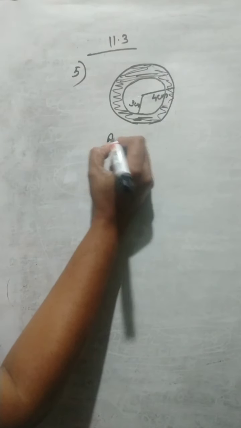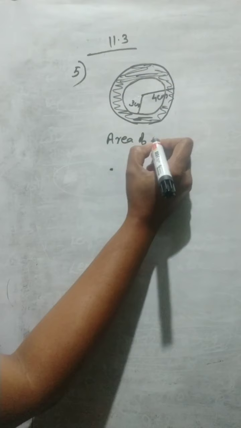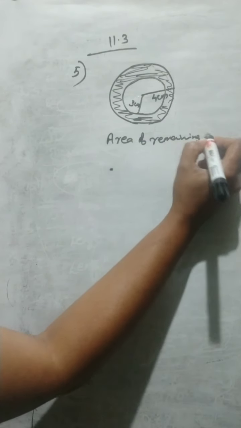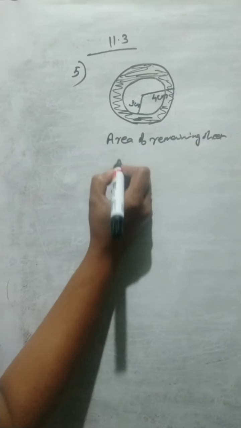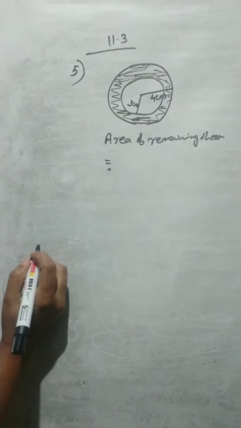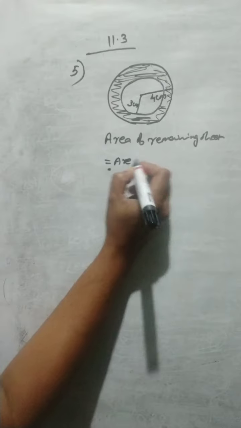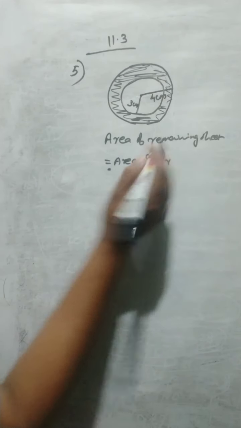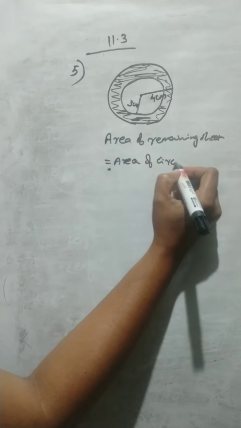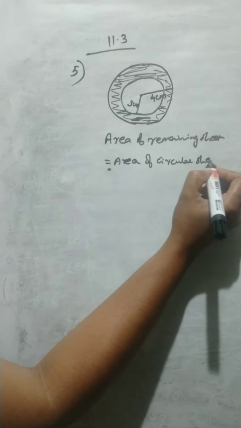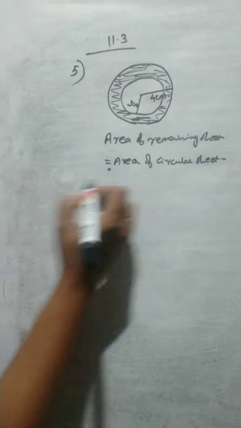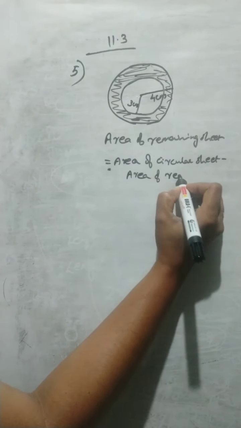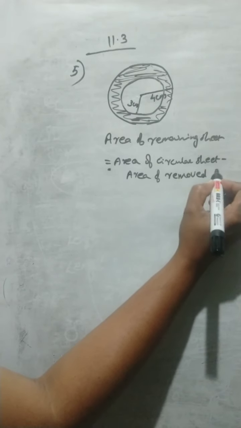Area of remaining sheet is equal to area of circular sheet, that is before removing, minus area of removed sheet. How much removed?